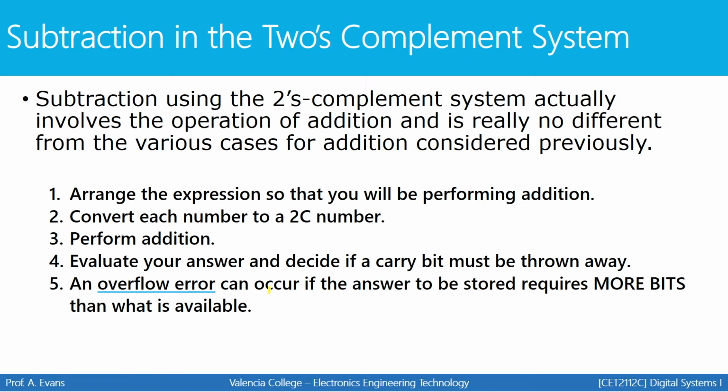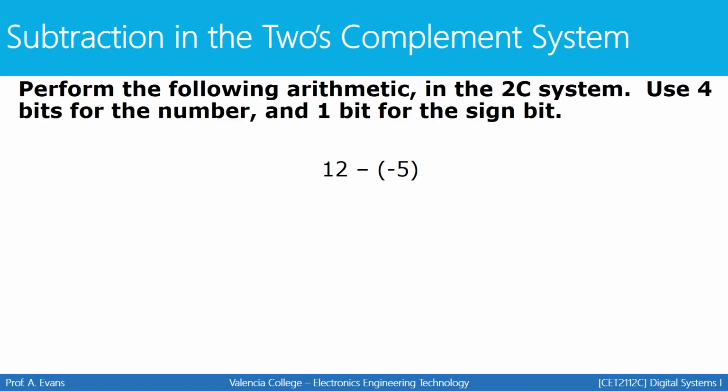So we're going to arrange the expression so that we will be performing addition, convert each number to a 2's complement number, perform the addition, evaluate the answer, and decide if a carry bit must be thrown away. And we're also going to see what an overflow error is. Overflow can occur if the answer to be stored requires more bits than what is available. So we're going to watch out for those cases where we have to throw away a carry. We're also going to be looking for cases where an overflow error can occur.